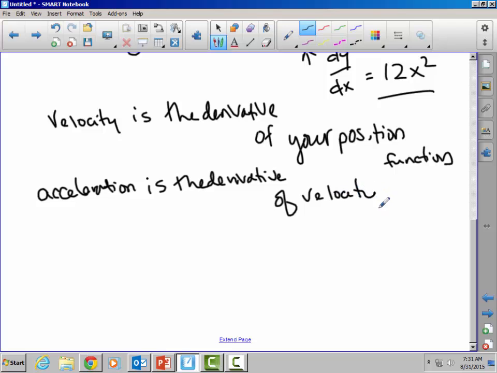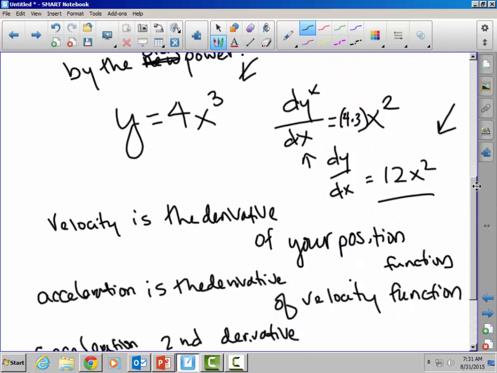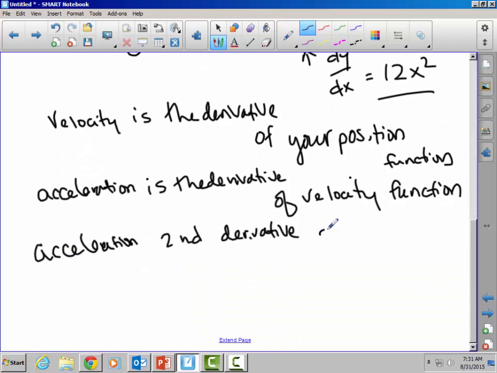Now, why didn't I do this with you guys last year? Well, oh wait, one more thing. Another way to talk about acceleration is to say acceleration is what's called the second derivative of the position function, because I would have to take the derivative of my position function, and then take the derivative of that one more time to find whatever my acceleration is. So, the second derivative of the position function. Okay, we're going to do some more examples here in a second.